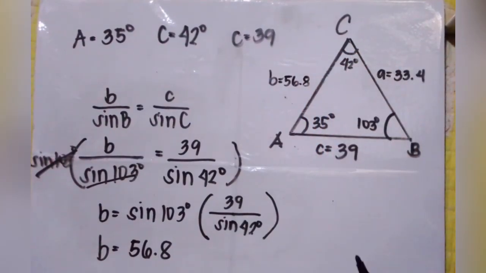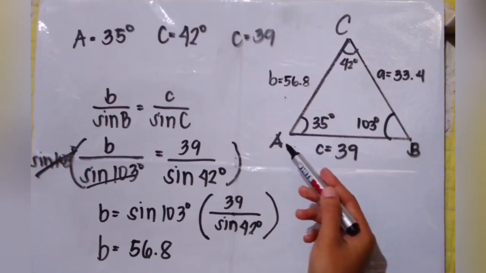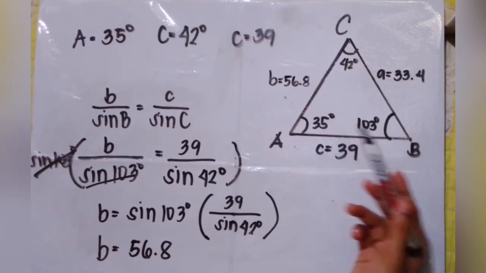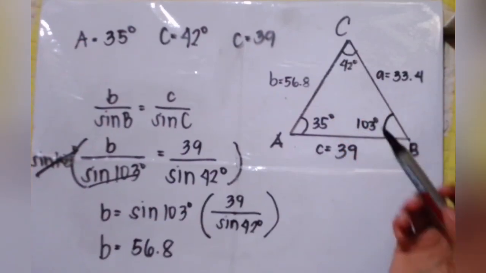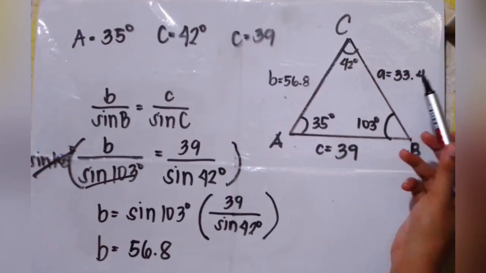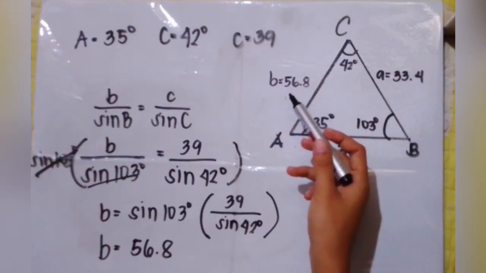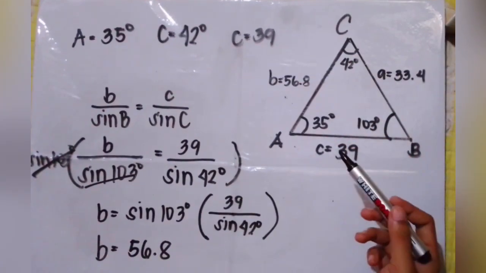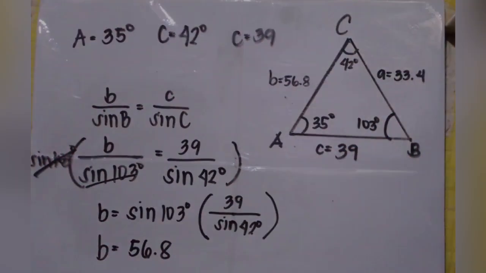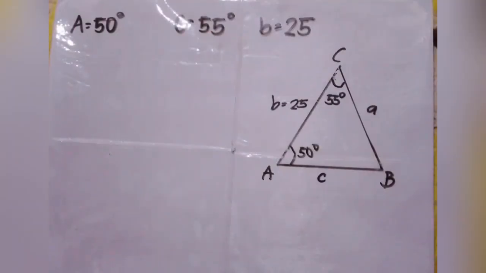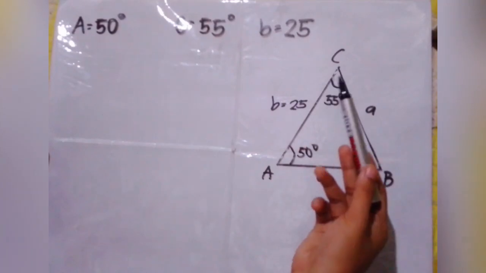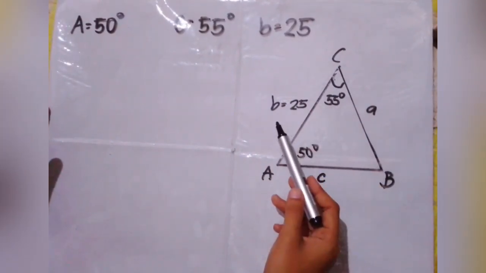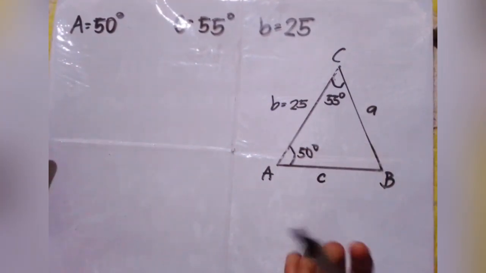Therefore, our angle A is equal to 35 degrees, our angle B is equal to 103 degrees, our angle C is equal to 42 degrees, our side A is equal to 33.4, our side B is equal to 56.8, and our side C is equal to 39. So in this problem, angle A is equal to 50 degrees, angle C is equal to 55 degrees, and side B is equal to 25. We are going to find the angle B, side A, and side C.